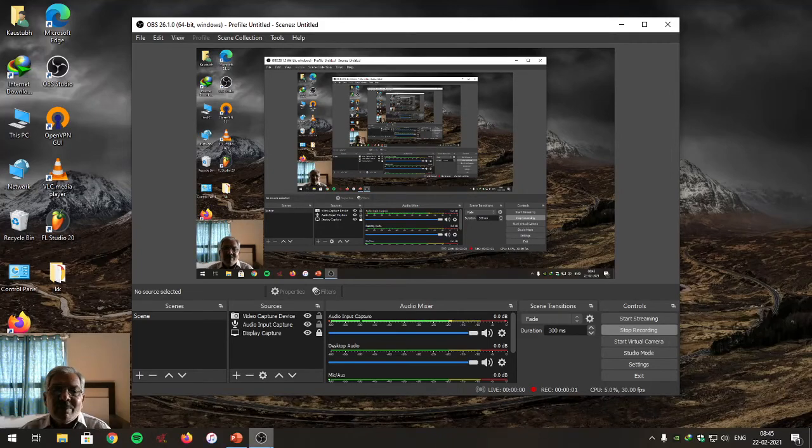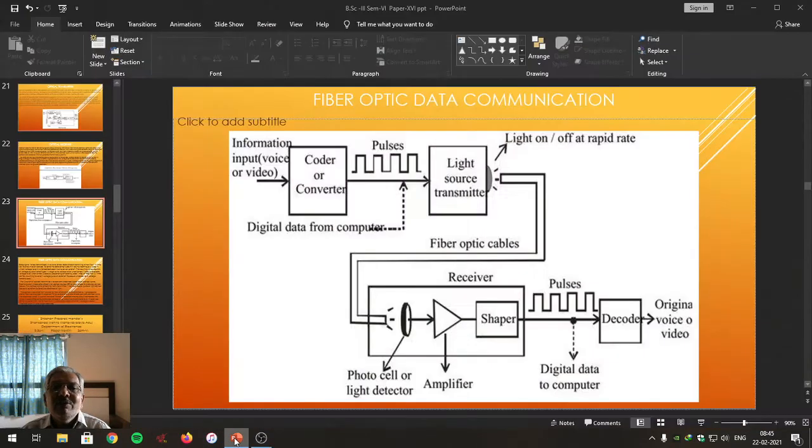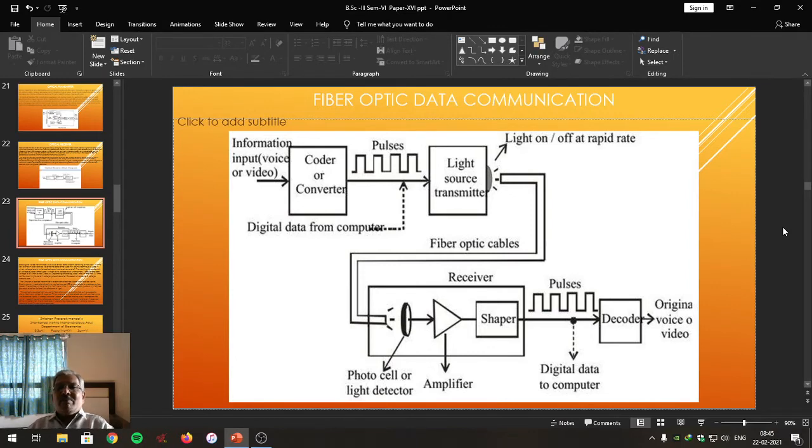Student friends, let us continue with optical fiber communication. In yesterday's period, we covered the receiver that is used to receive the light radiations coming from the optical fiber, get it converted into electrical signal and provided to the destination to store it in the original form.